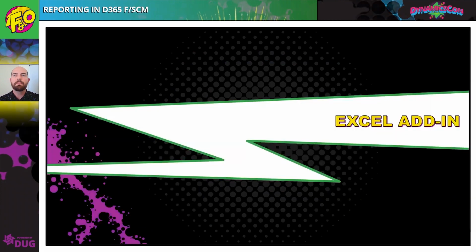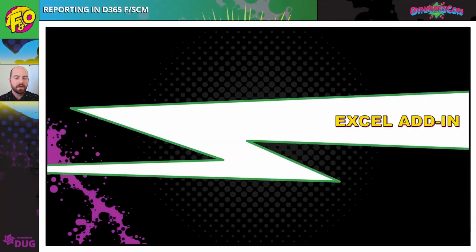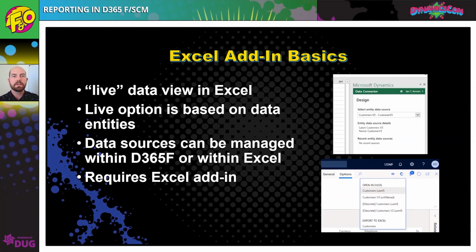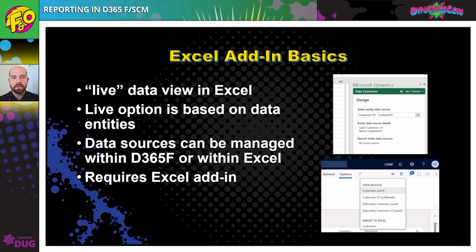Okay, next up, we're going to talk about the Excel add-in. This is one of my personal favorite tools to recommend. I think that in general, it's underutilized. So what is it? It is an add-in to Excel that allows you to get a live data view on a lot of these data entity-based data sets in F&O. So I've got screenshots here. This top screenshot is the connector and the designer in Excel, and the bottom one is the menu, I think it's the O365 menu in F&O, where you can go open some of these kind of canned reports.